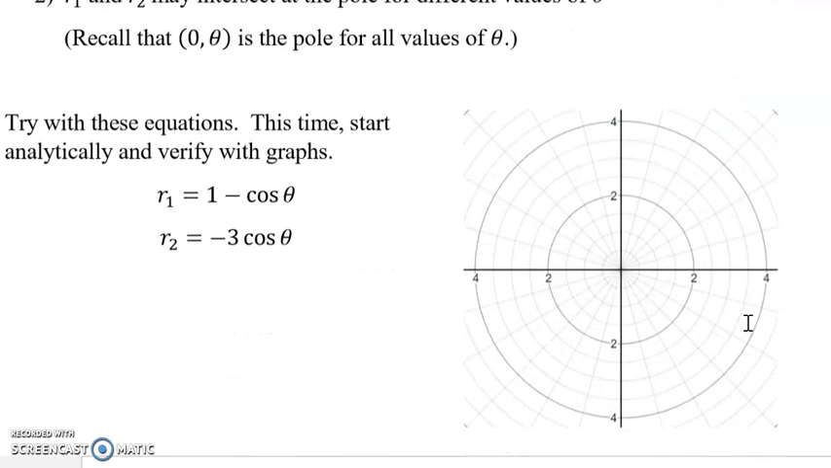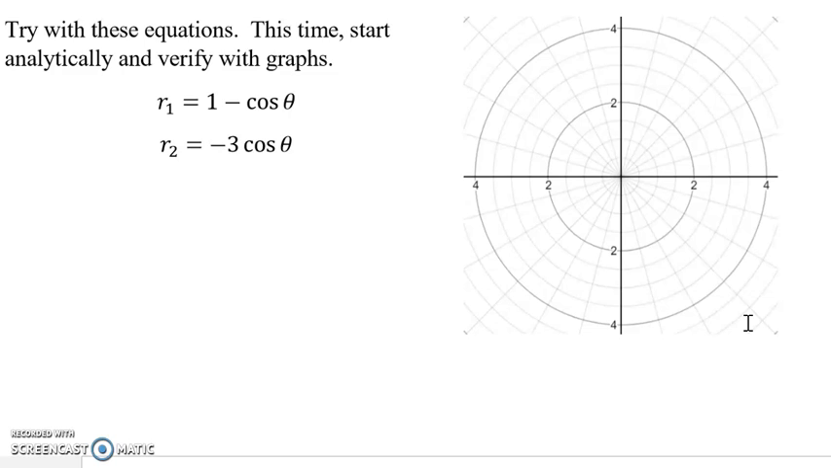All right, so we're going to try this one. This is going to be another intersection problem, but this time I'd like to start algebraically and then see if we can verify with the graphs. So definitely start off with R1 equals R2, so 1 minus cosine of theta equals -3 cosine of theta.